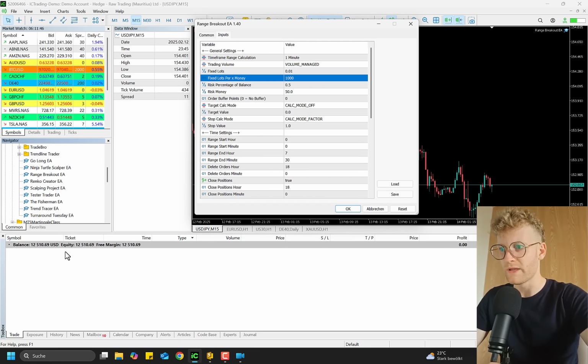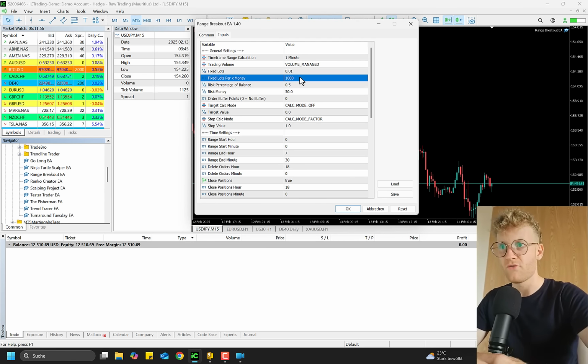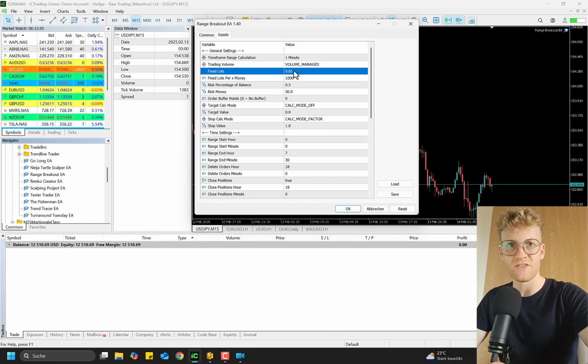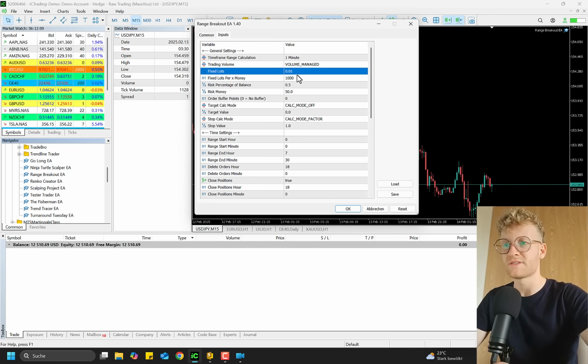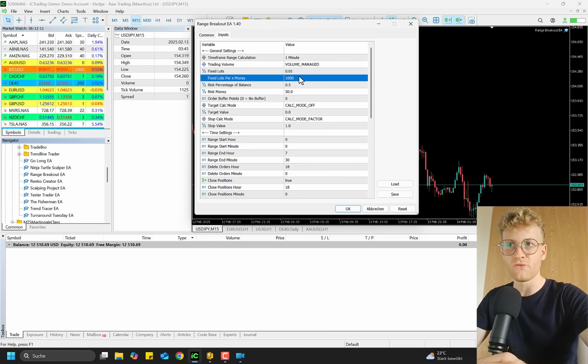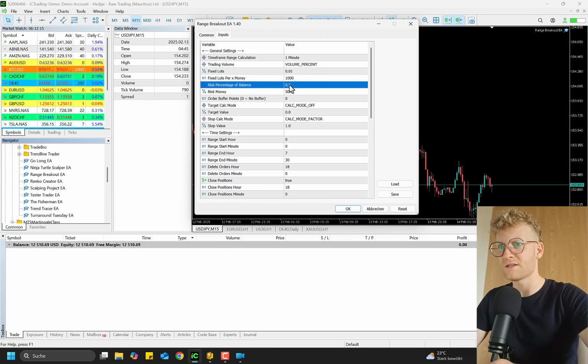So assuming we do have these 12,000 US dollar, it would mean that we trade 12 times 0.01 lots, which would be 0.12 lots for every single trade. If this is complex for you, the best way to figure out how it works is to use this expert advisor and these settings in the strategy tester. That's what I always recommend, to figure out how a specific setting works and to get a good feeling for it.